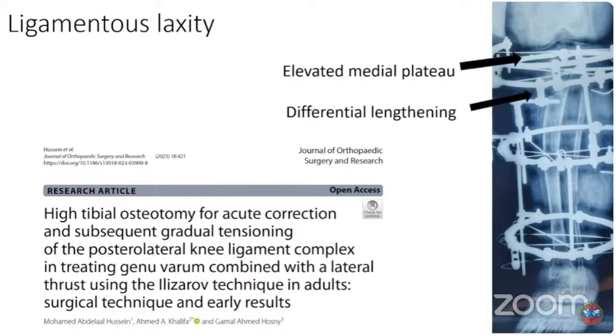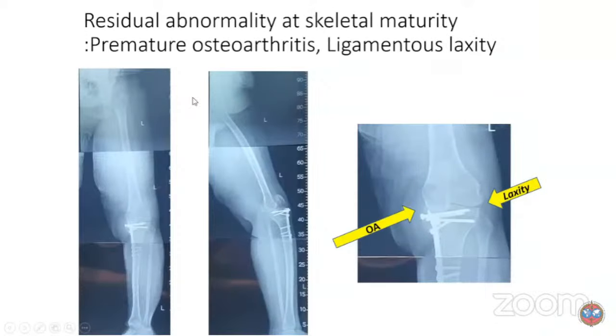And you can do differential lengthening. You can lengthen the tibia and leave the fibula alone. You can remove part of the fibula and do compression here to distalize the proximal fibula and the lateral ligament. You can elevate the medial plateau. You can read this paper published just a few months ago.